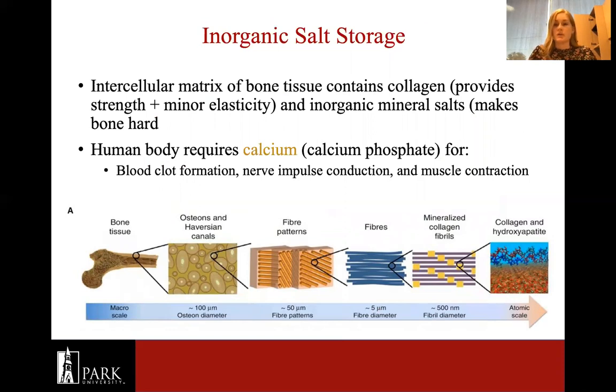So not only do our bones hold marrow, red and yellow marrow, it's also going to be comprised of inorganic salts, and it's going to store those salts in the bones as well. That intracellular matrix of the bones, so that internal makeup of the bone tissue, is going to contain collagen. We've talked about this a lot already. Remember, collagen is the most abundant fiber you're going to find in your body. So it's also found in your bones. What collagen does for our bones is it provides strength with a little bit of that elasticity.